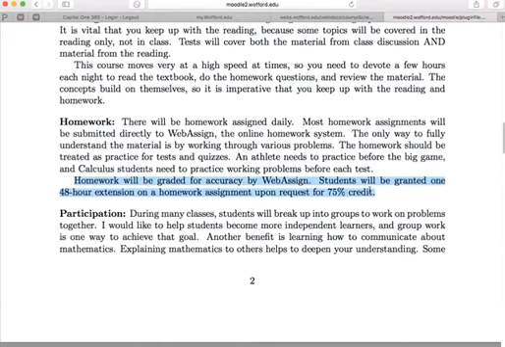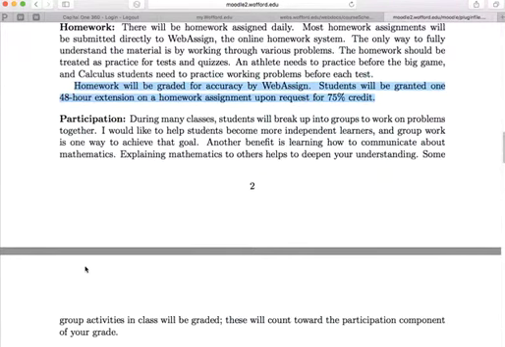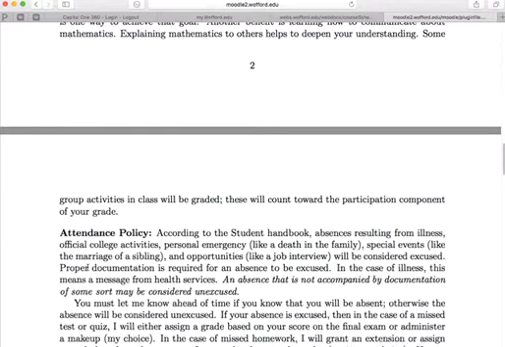There is a participation component in the class. During many classes, we'll be breaking up into groups and doing work in groups. And so those assignments will be graded. Not only that, how well you interact with your team and how good a team member you are, that sort of thing will be graded, and that will go towards your participation grade in the class.